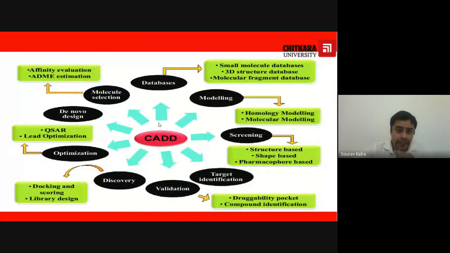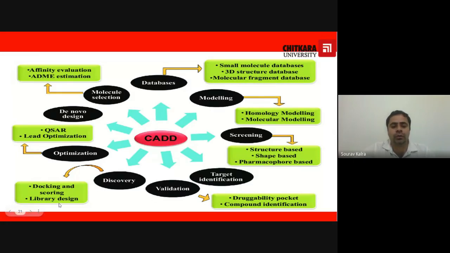So overall, CAD helps in molecular selection by affinity and ADME estimation. By modeling, we can use homology modeling. We can make a database, a 3D structure database, a small molecule database. We can go for screening techniques like structure-based screening, pharmacophore-based screening, and shape-based screening. We will find targets, as I have already told you, and do lead molecule identification and validation. We can validate that the compound has druggability, whether our compound is binding to some protein or not, and to which protein it is binding. We can validate using these CAD techniques.